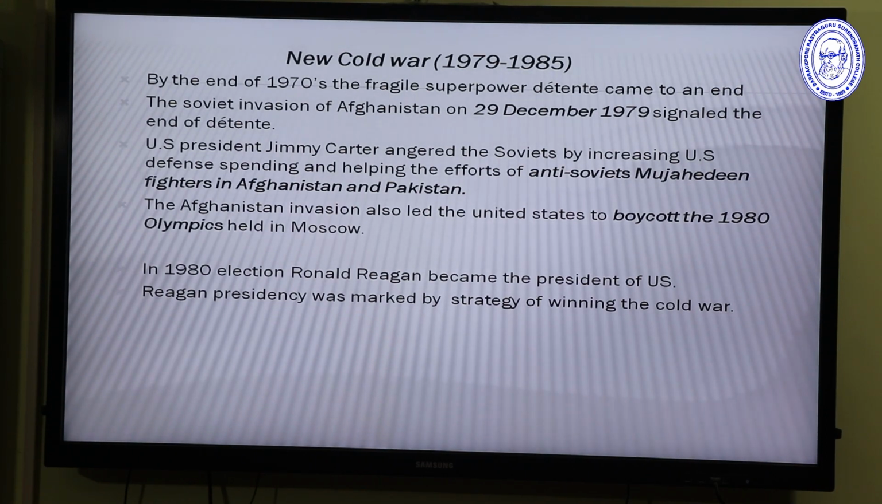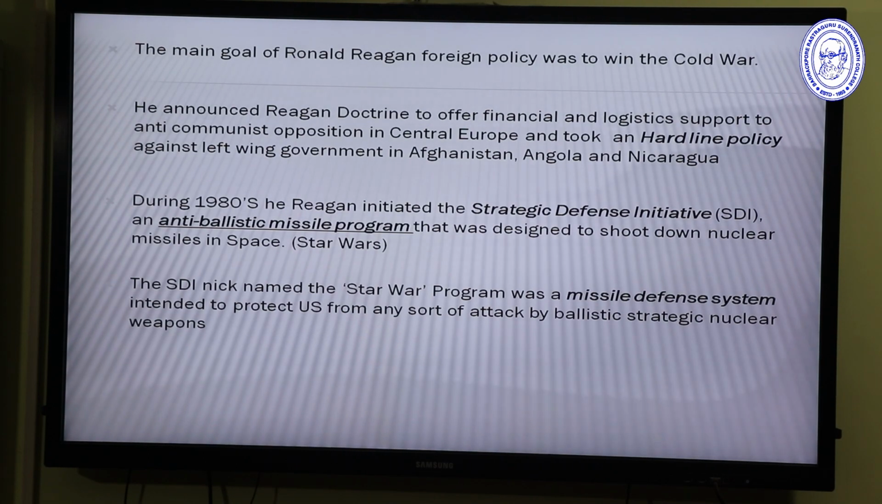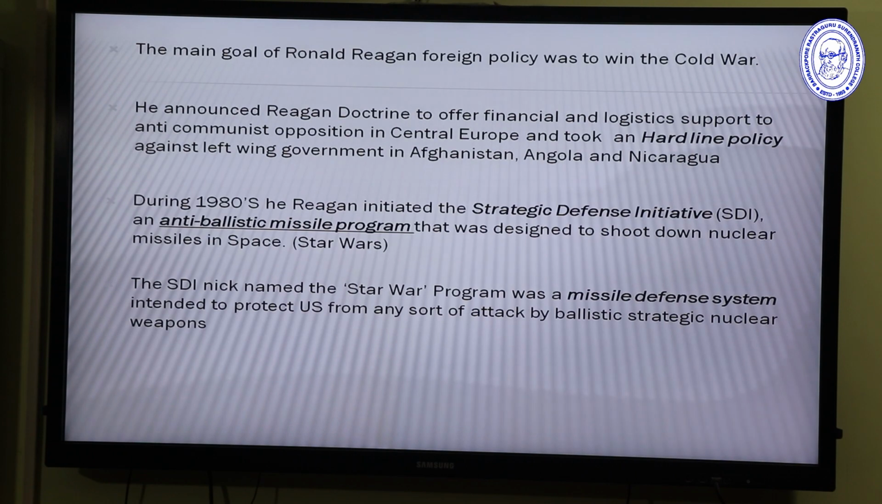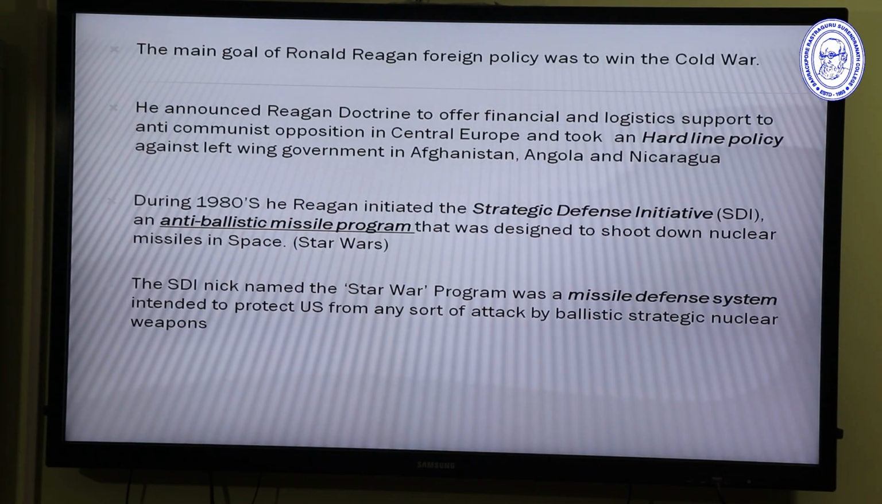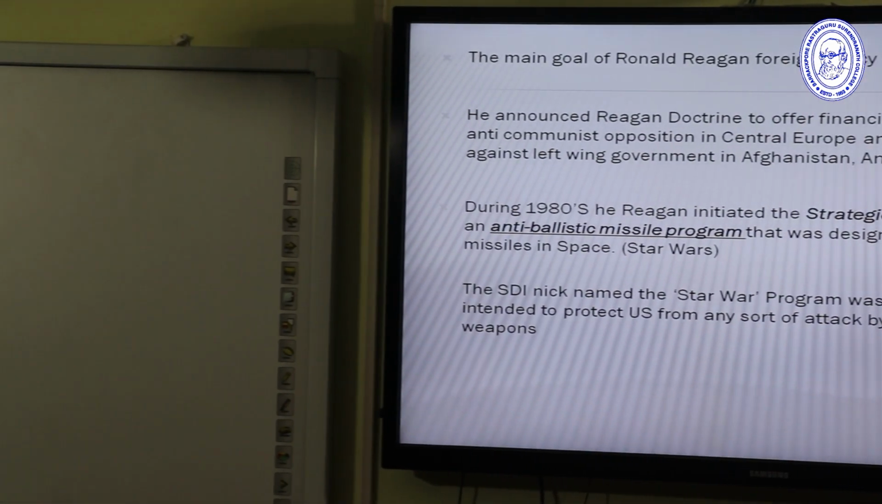So in the 1980 elections, Ronald Reagan became the president of the United States of America. The Reagan presidency was marked by the strategy of winning the Cold War. With Ronald Reagan becoming the US president after Jimmy Carter, it once again signaled a renewed form of Cold War. The Cold War was again triggered. The main goal of Ronald Reagan's foreign policy was to win the Cold War. He announced the Reagan Doctrine to offer financial and logistic support to anti-communist opposition in Central Europe, and took a hardline policy against the left-wing governments in Afghanistan, Angola, and Nicaragua. After his ascendancy, through the Reagan Doctrine, he initiated very strict hardline policies against left-wing governments in Afghanistan, Angola, and Nicaragua.